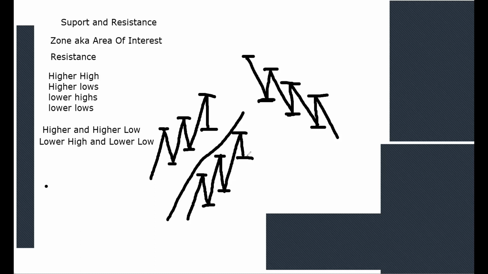Higher highs and higher lows show price action going up. That's why I drew this line here, so you can see price action is going up. You will not take a sell. Okay, I'm gonna go to another. We're gonna do another.